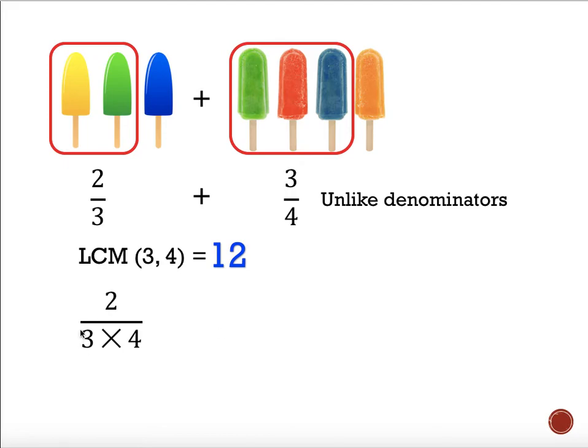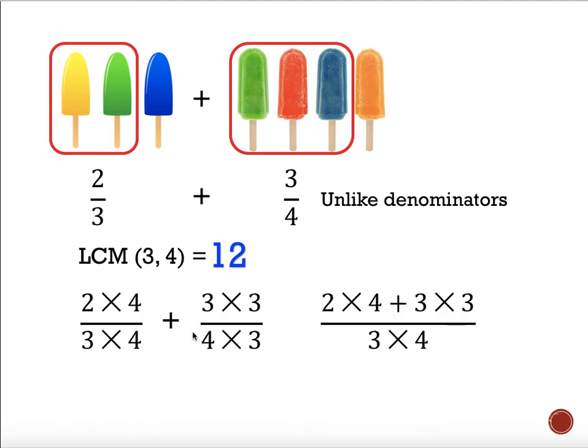So I have to multiply the denominator 3 by 4 to get 12. I have to do the same with the numerator here. So I have multiplied by 4. I take the fraction 3/4. I have to multiply it by 3 to get 12. So I do the same in the numerator. Now some people like to write this part together, 2 times 4 plus 3 times 3, and then divide it commonly by the common denominator of 3 by 4, which is 12.